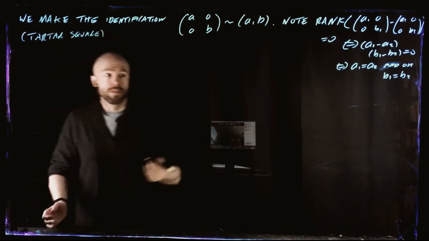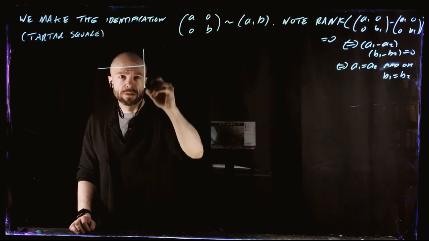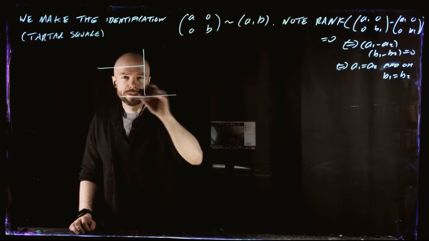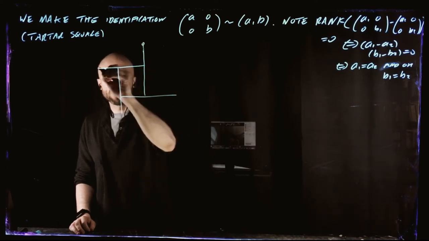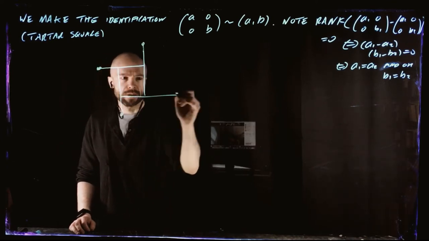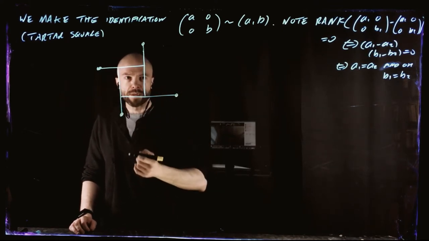most typically because it looks a bit like a square. So how do we do it? We go like this, we go like this, we go like this, and we go like this. Okay, and this can be one of our matrices, this can be another, this can be another, and this can be another. So let's give them coordinates just to be completely concrete.